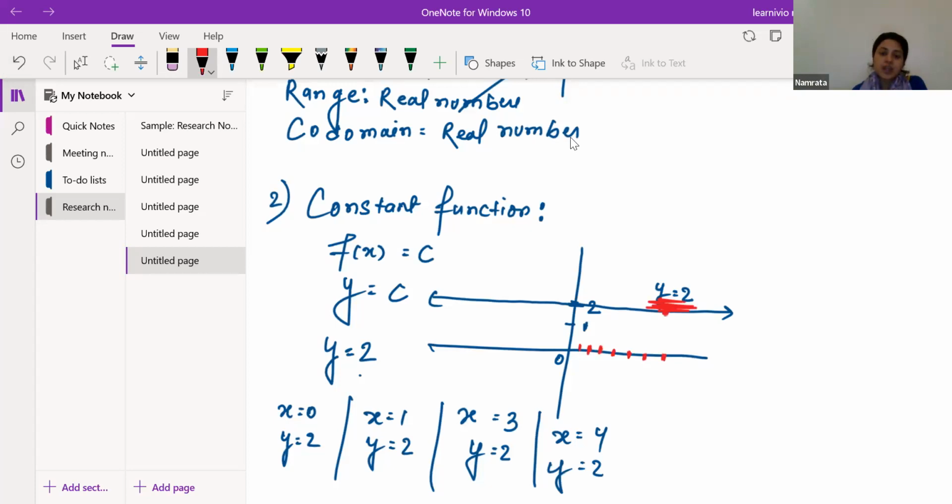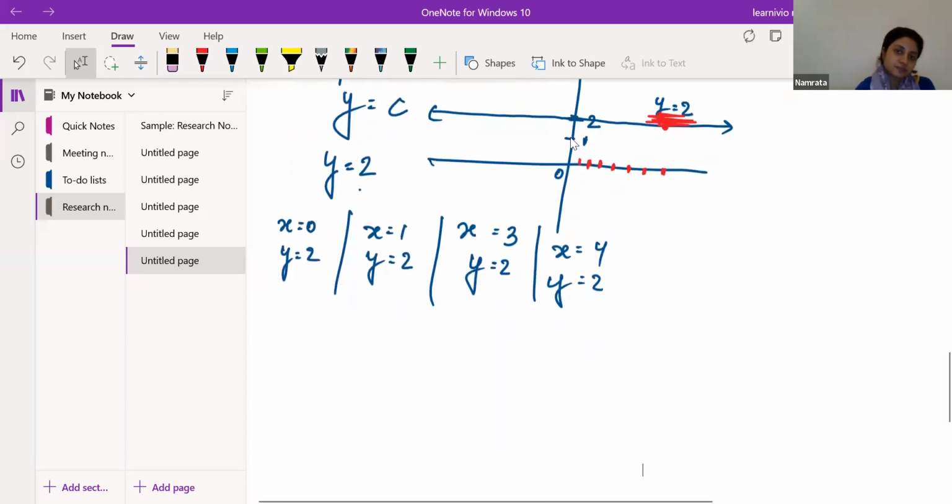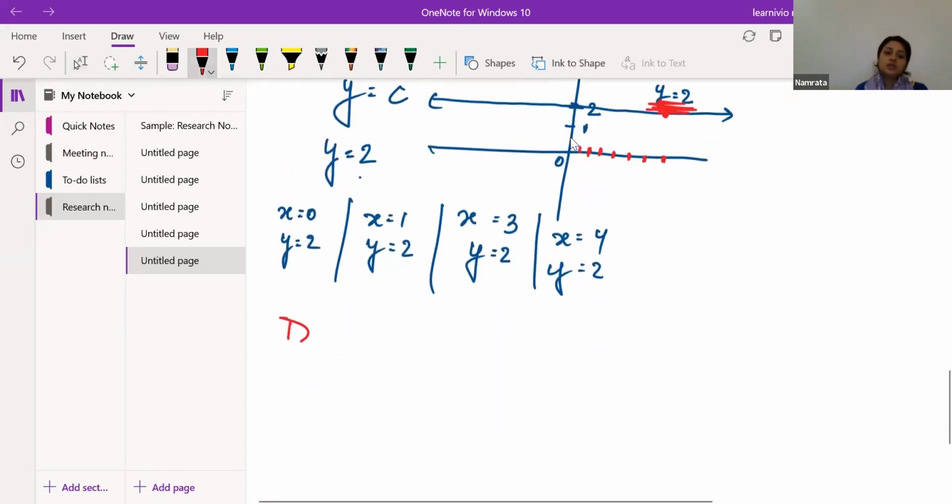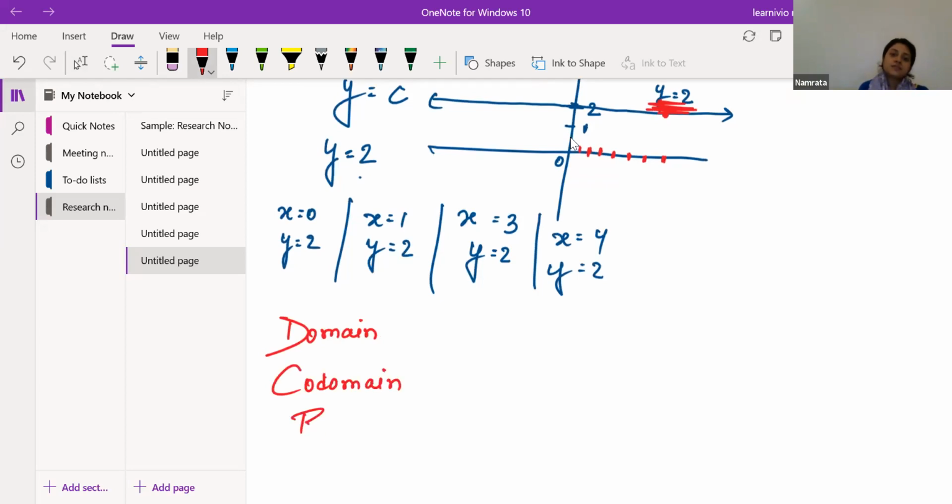That's why the graph of the constant function will be parallel to the x-axis. This is how we get the graph of a constant function. Now, domain, codomain, and range.